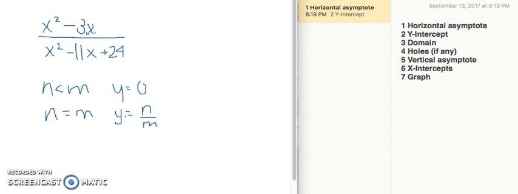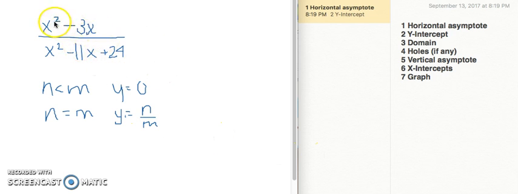How can you find the horizontal asymptote? It is found by looking at the exponents. If the exponent of the numerator is less than the exponent of the denominator, the horizontal asymptote is going to equal 0. But if the exponents are equal to each other, the horizontal asymptote will equal their division.